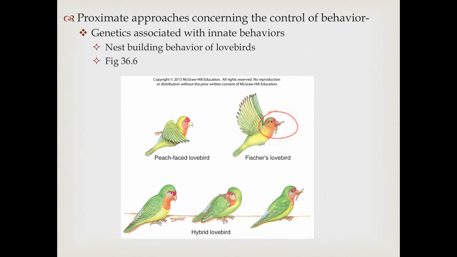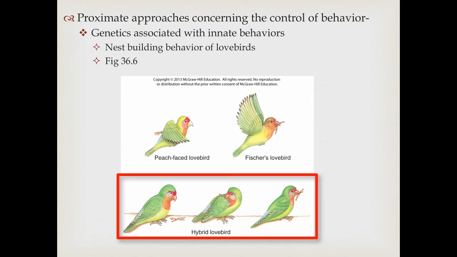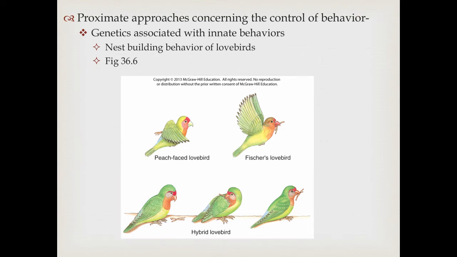Now, these 2 species are very closely related, and you can hybridize them, but when you hybridize them, the resultant offspring get a mixture of peach-faced lovebird behavioral genes and Fisher's lovebird behavioral genes, and so they get confused about how to carry this material. Do they carry it in their bill? They try to stuff it in different parts of their body, and it's just not successful. And that's an indication that there are specific genetics needed to pull off one trait or the other, and these hybrids just have a mishmash of these that leads to confusion.